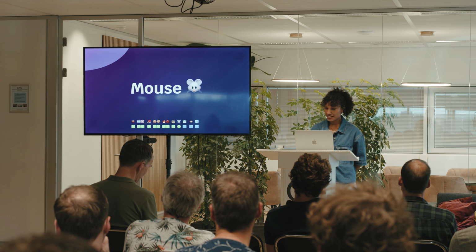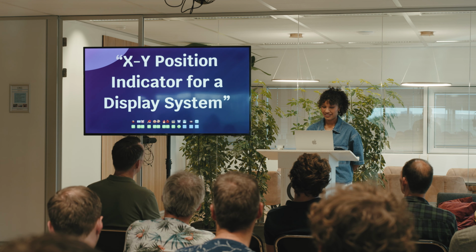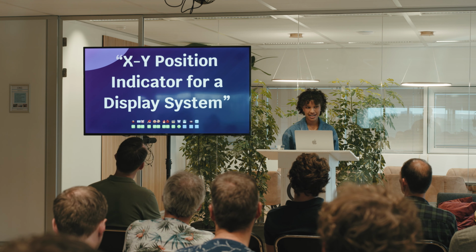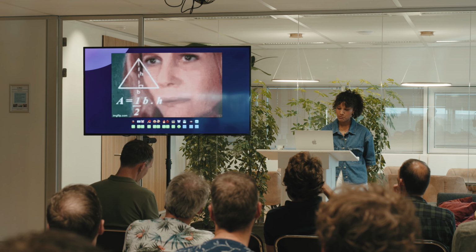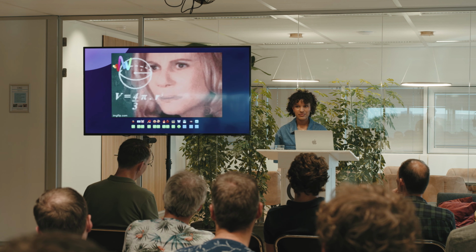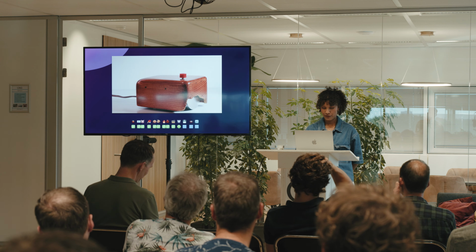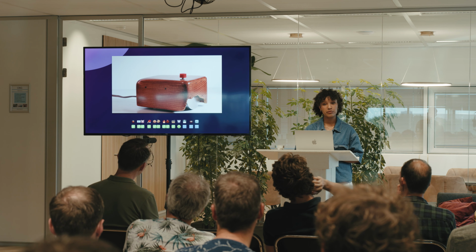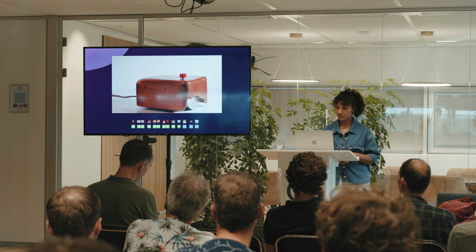Staying in the UI sphere, I want to talk about the mouse. And did you know the first mouse was named the XY position indicator for a display system? So imagine I asked you, could you please pass me my XY position indicator for display system? I'm pretty sure you'd be as confused as she is. The first iteration of a mouse looked like this. It was very simple. It's a wooden box with two wheels underneath, a red clicker and a wire.